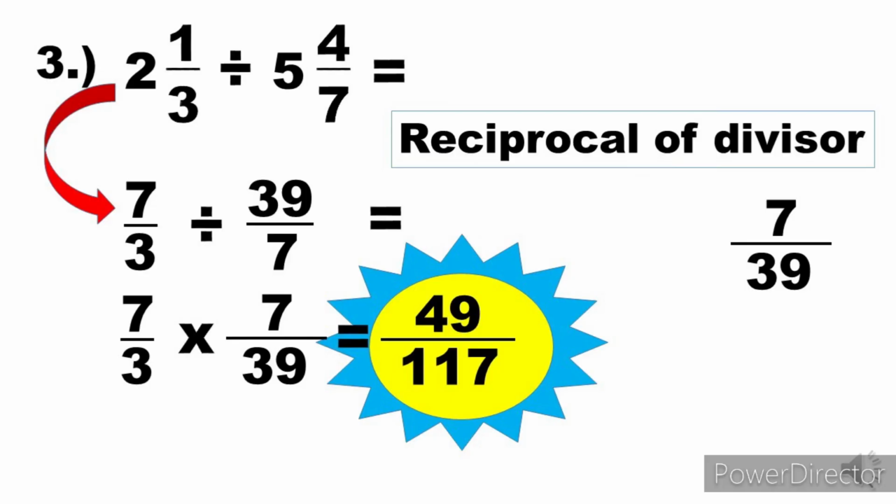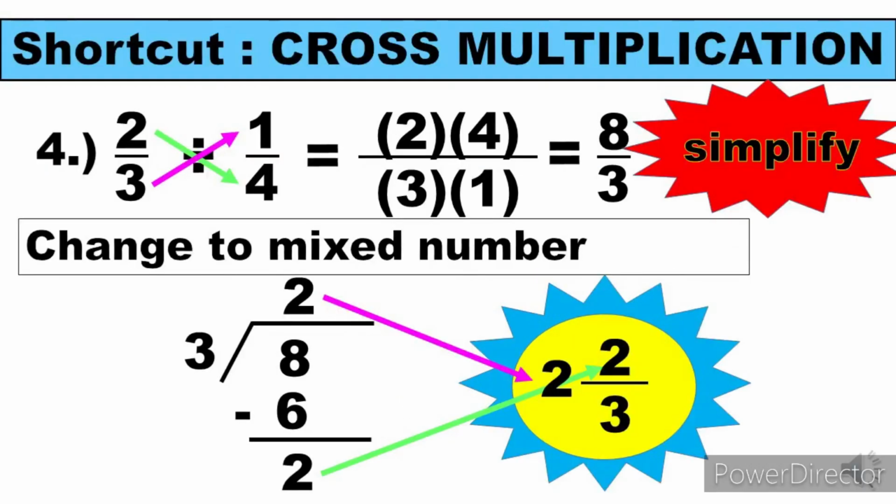And then, times na natin numerator sa numerator. 7 times 7 is 49. Denominator sa denominator. So, 3 times 39 is 117. Okay, ngayon naman tuturo ko sa inyo kung paano mag-shortcut or mag-divide ng shortcut. Okay, so ang tawag dito is cross multiplication.